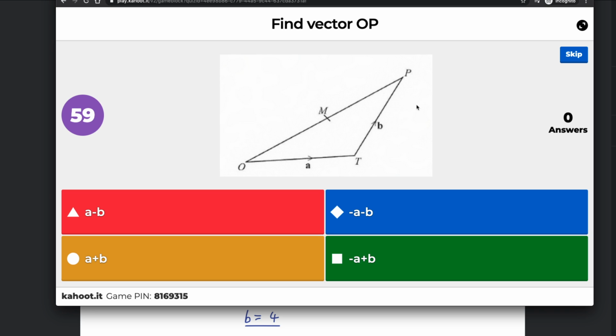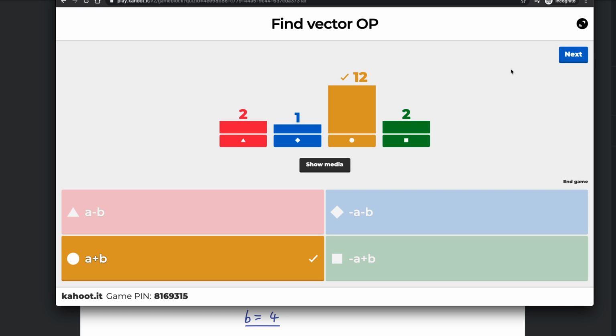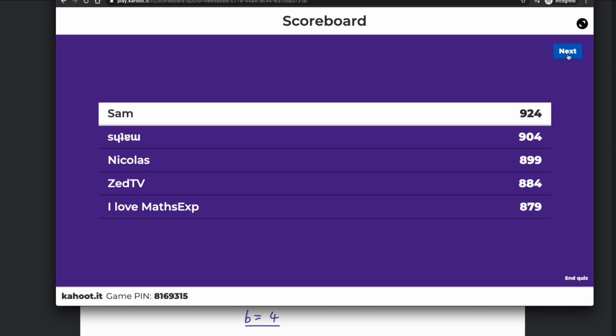Find the vector OP. I'll cut this down to 40 seconds. Actually 30 seconds. I'll be generous. Then I'm going to skip. Vector OP. Well done, A plus B. Okay, these get quite difficult actually.